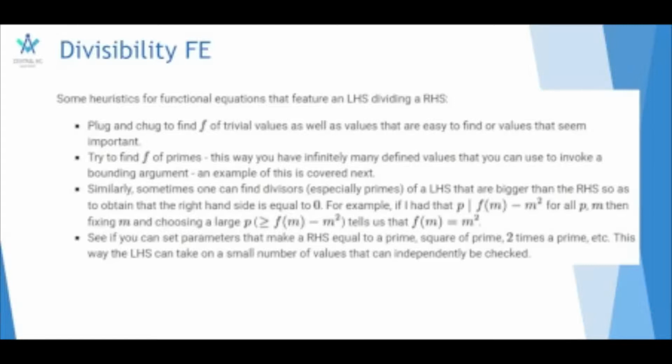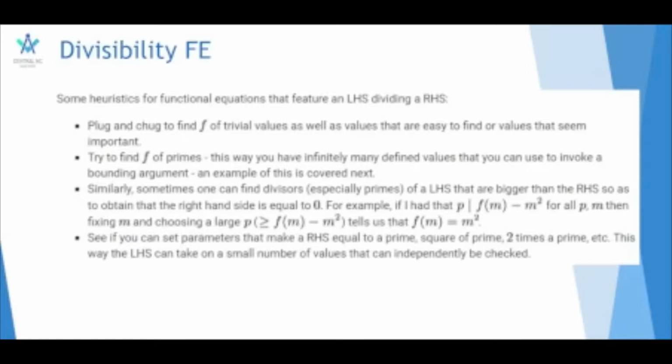Next is something similar where sometimes you can find divisors of the left-hand side that are actually bigger than the right-hand side. So then you know that the right-hand side is less than the left-hand side. So then, like before, we would determine that the right-hand side is equal to 0. And this is useful because sometimes these expressions on the right-hand side being equal to 0 tell you a lot about the function. For example, look at this.